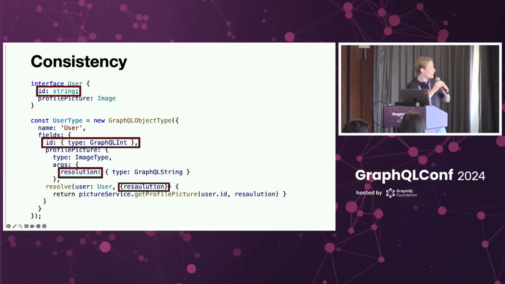And you could make a typo over here. The argument is called resolution. In the resolver, it's called resolution. And there's no type safety between these two fields. Actually, you won't realize until you run the application and run the resolver that this field is undefined. There will be no error before that.